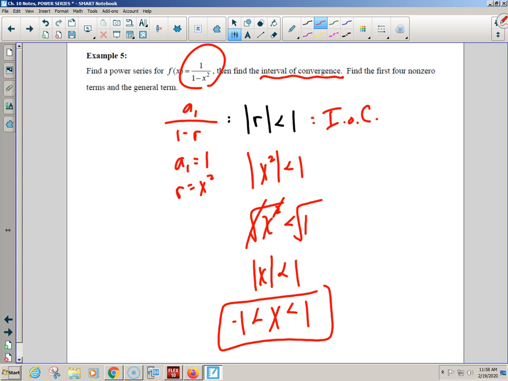Okay, well, wait a minute. That was boring. Nothing really changed. It's still just between negative 1 and 1. But will it always be that way?